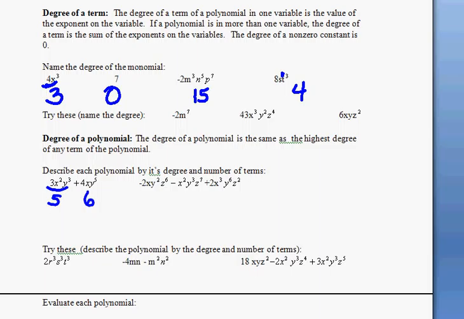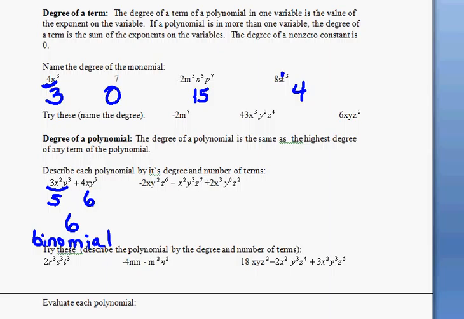And it says for the degree of a polynomial, it's the same as the highest degree of any of the terms. So I look at those two numbers, I say which one is higher. It's 6, so the degree of that polynomial is 6, and it is a binomial because it has two terms. They asked us to describe it by its degree, that's 6, and by its number of terms, that's a binomial.